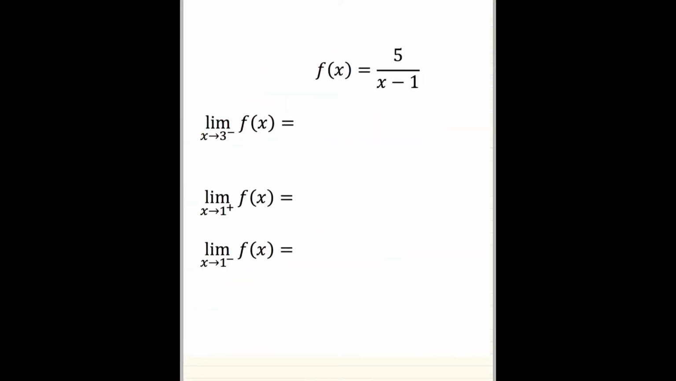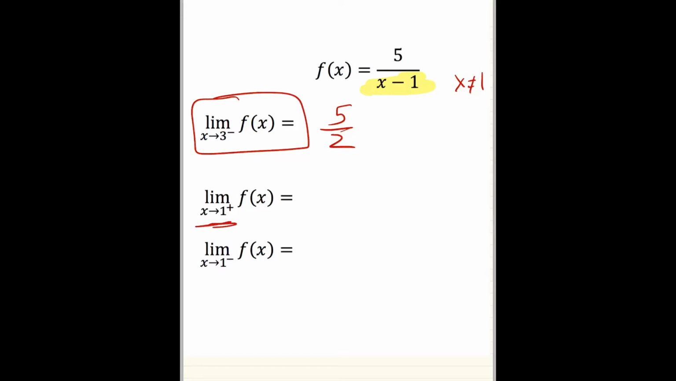Okay, the only number that doesn't work is x equals 1, right? That's the only one I have to worry about. So this first one says, what's the limit as x approaches 3 from the left? I don't care that it's from the left. Just plug in the 3. 5 over 3 minus 1 is 5 over 2. You're done.